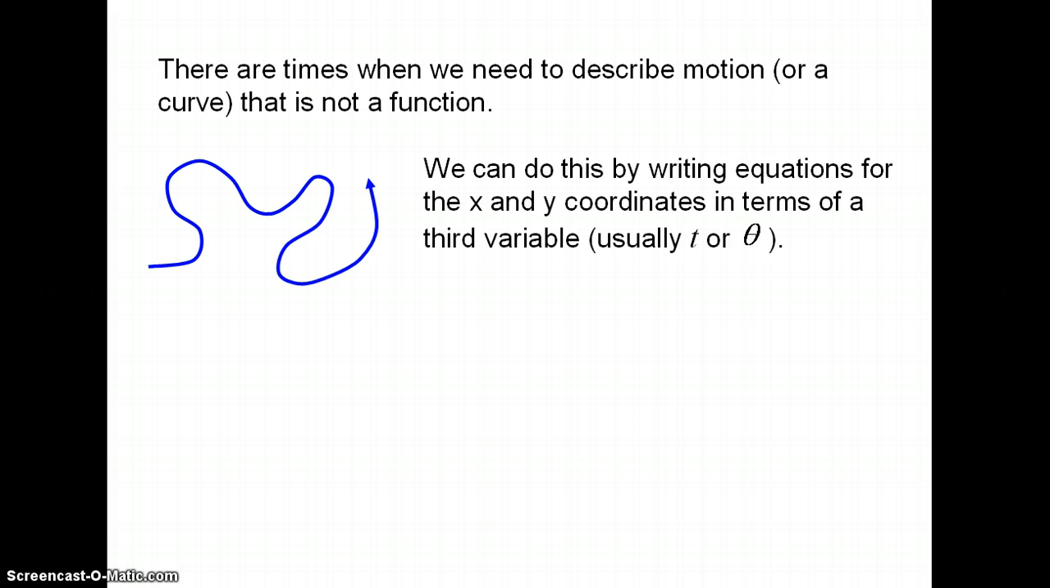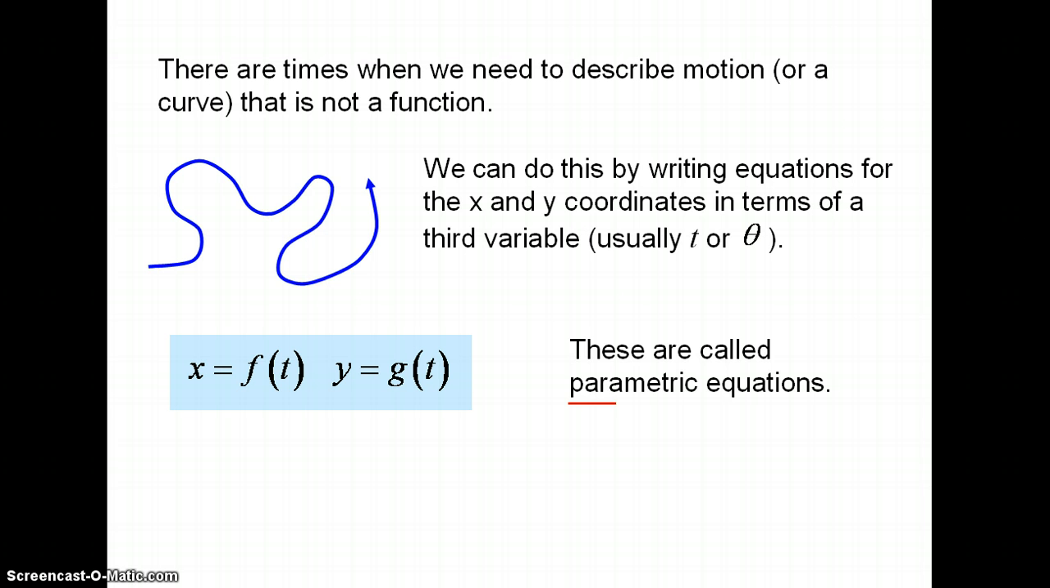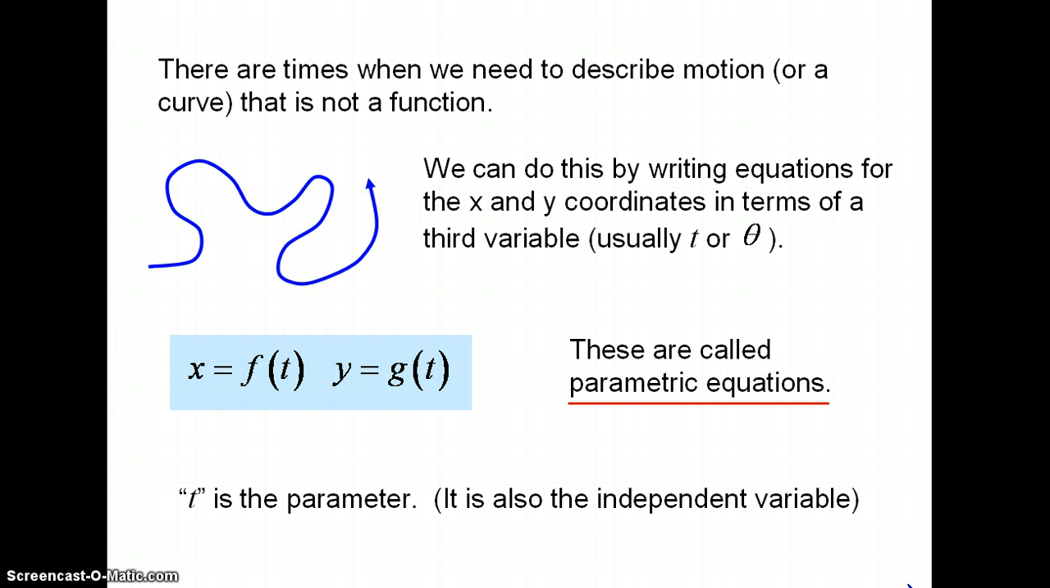So a lot of times we do this by using a third variable, not just x, y's. A lot of times we use t or theta. So we have x equals f of t and y equals g of t. They're two different functions that define x and y. If you had physics, you probably used this a little bit to describe some motion. These are what we call our parametric equations, where t is our parameter.